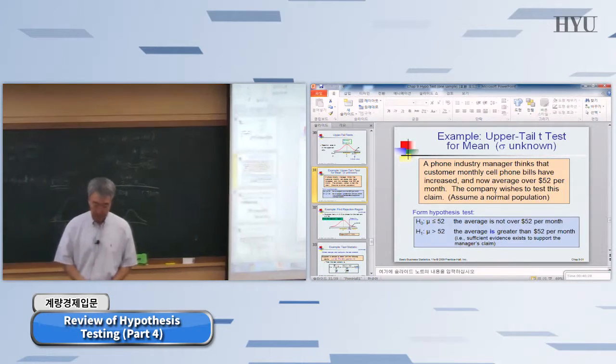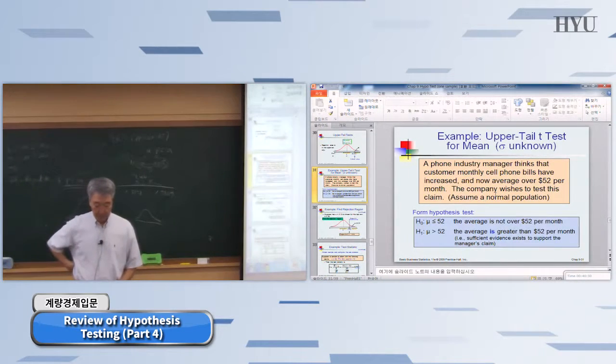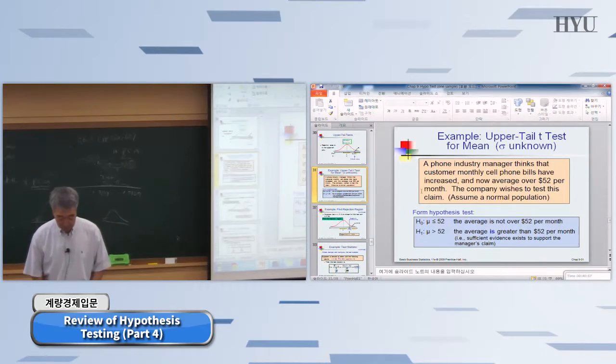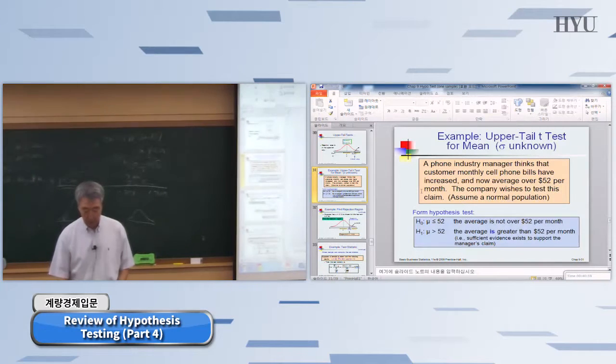All right, so here's another example. The phone industry manager thinks the average customer cell phone bill is over $52 per month. Okay? So what the researcher is trying to prove is this alternative hypothesis, right? The population mean is greater than 52, versus less than or equal to. Well, here sigma is unknown, so obviously we have to use a t-test.